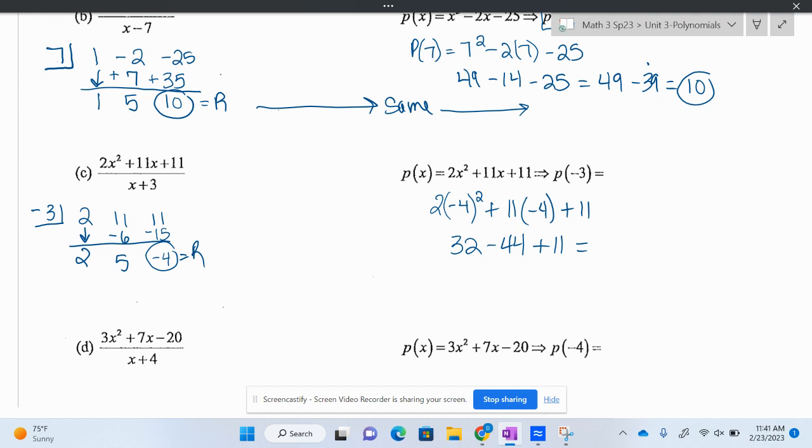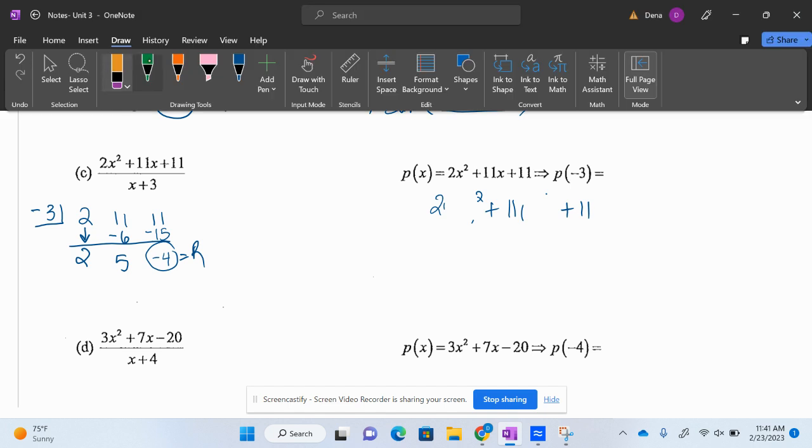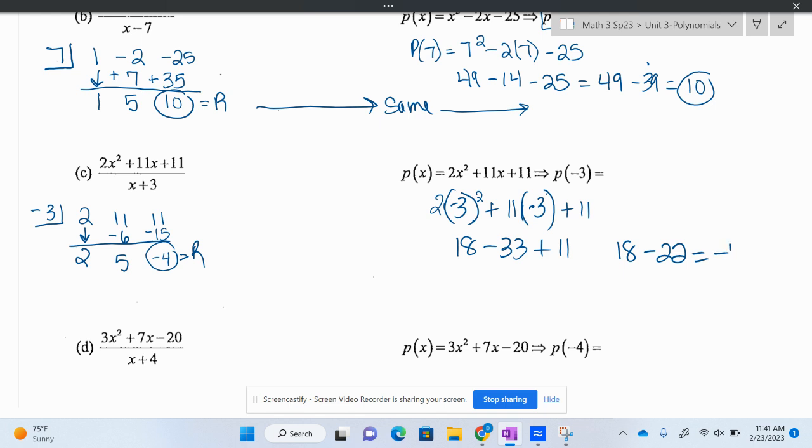Oh, negative 3. Yeah. So sorry, you guys. This is supposed to be negative 3. My bad. Start that all over again. I'm dividing by the root. I apologize. So negative 3. Thank you for that. I would have just kept on going trying to figure out what I did wrong. So 2 times 9 is 18 minus 33 plus 11. So that's 18 minus 22, which is negative 4. And we are, in fact, the same.